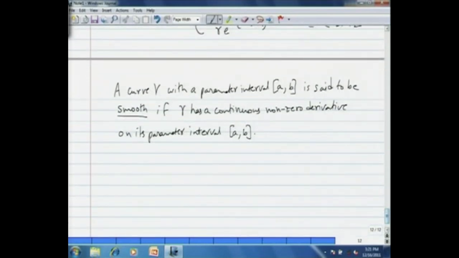So the requirement for a curve to be smooth is threefold. Firstly, if gamma is a curve, it's a function, so gamma prime should be defined at every point in the closed interval AB. At the end points, the definition of derivative needs modification because you take one-sided limits, for A or for B. But nevertheless, gamma should be differentiable at every point in the interval.